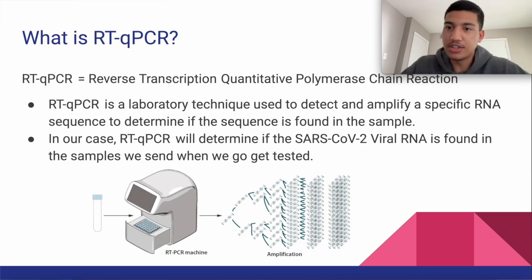So, what is RT-qPCR? RT-qPCR stands for Reverse Transcription Polymerase Chain Reaction. Yes, I know, it's a mouthful. But in simple terms, RT-qPCR is a laboratory technique used to detect and amplify a specific RNA sequence to determine if the sequence is found in the sample. So, in our case, RT-qPCR will determine if the SARS-CoV-2 viral RNA is in our sample that we're submitting.